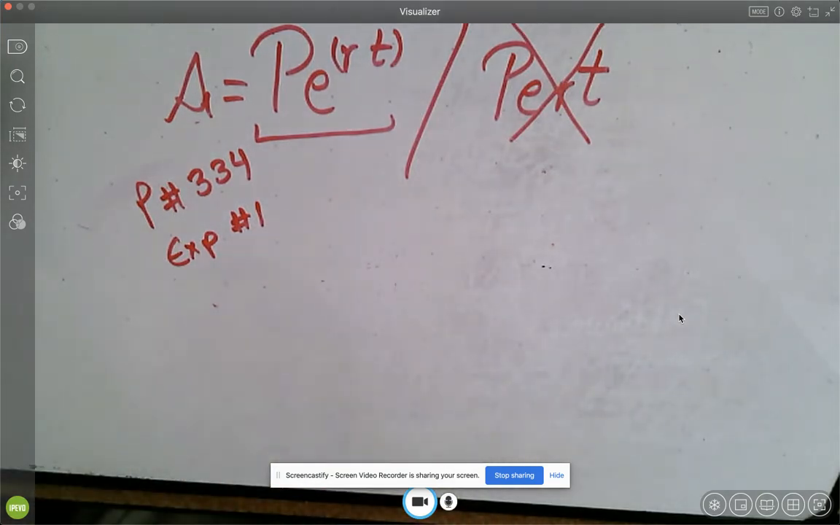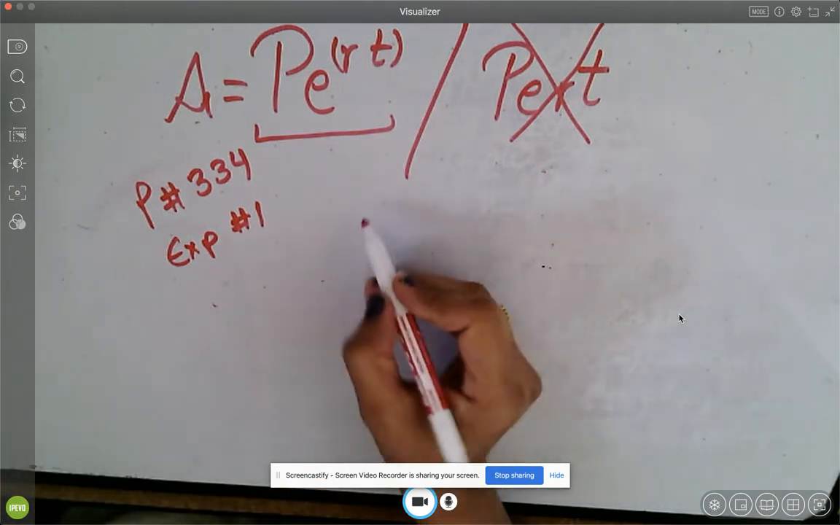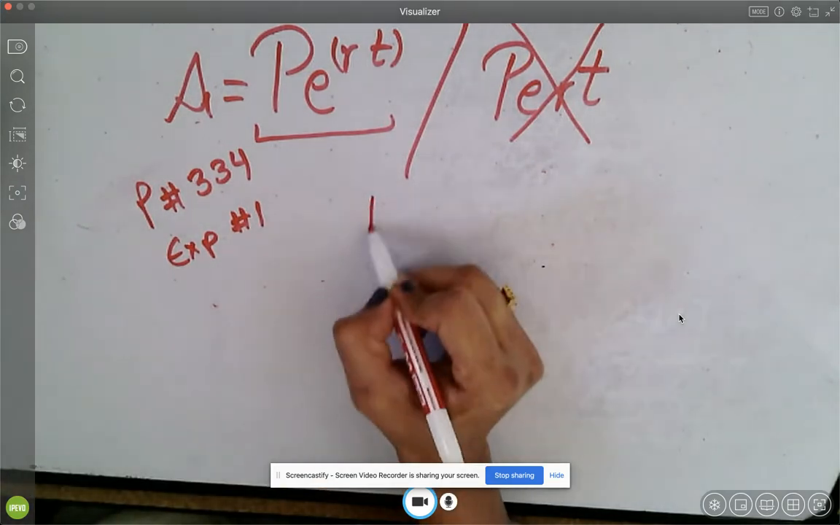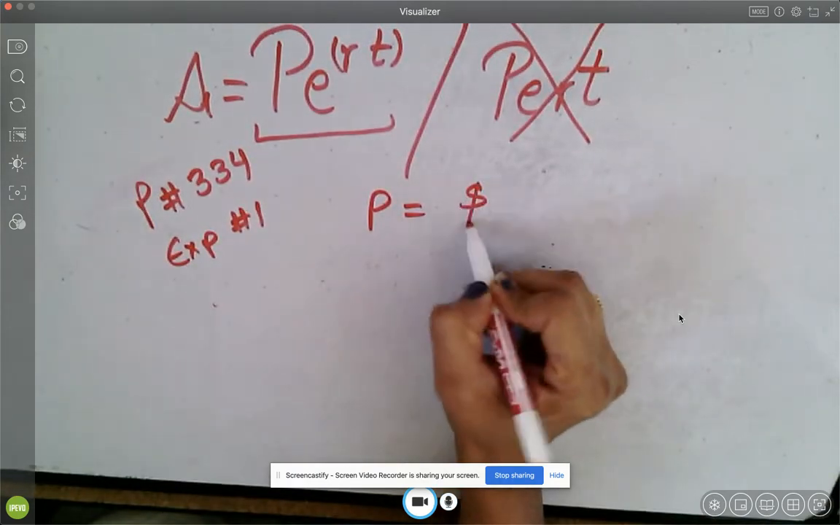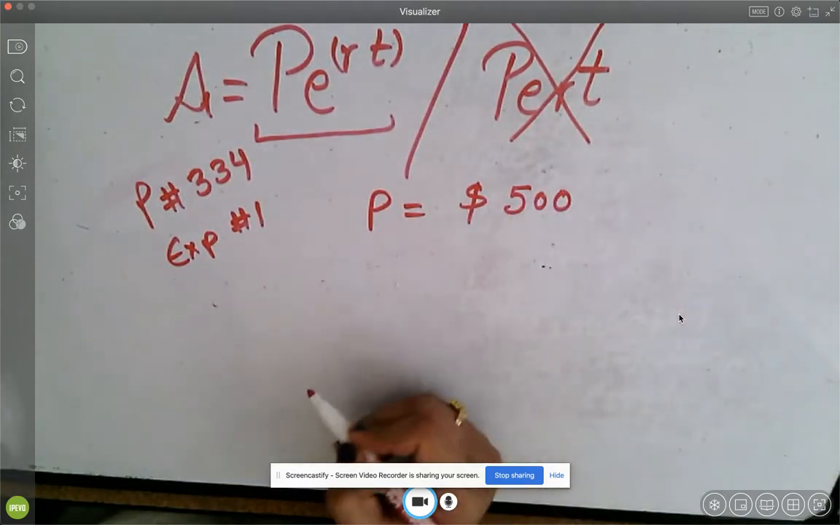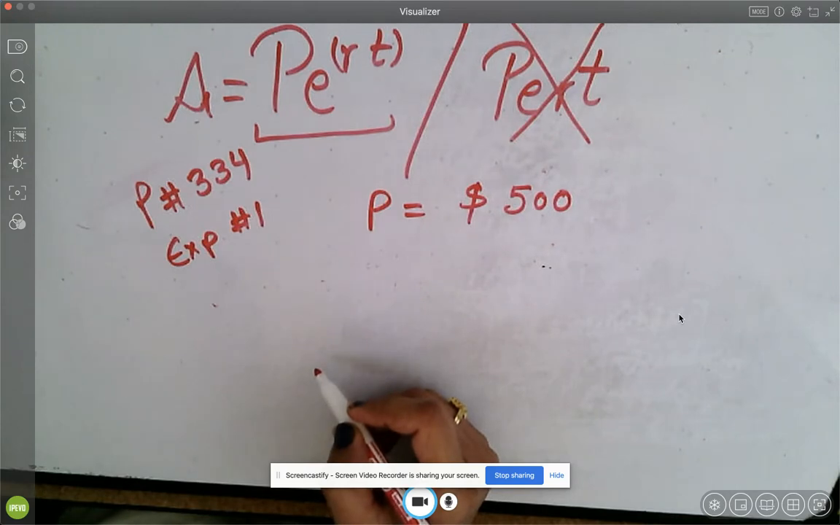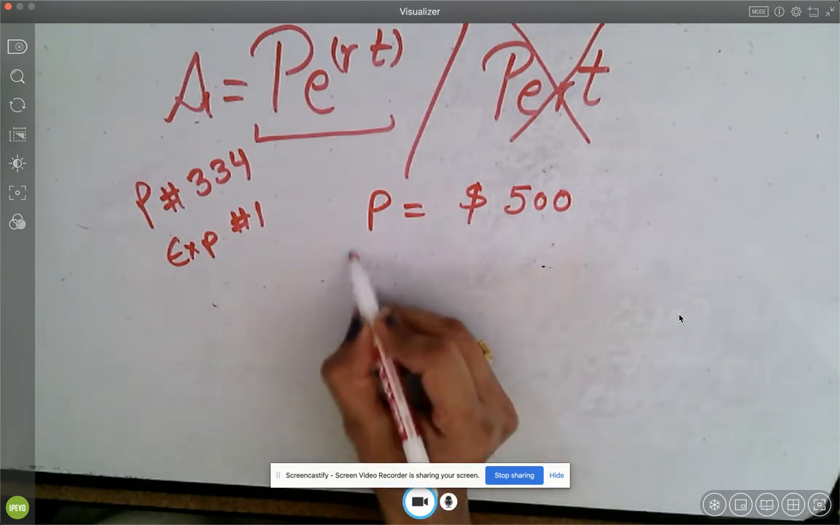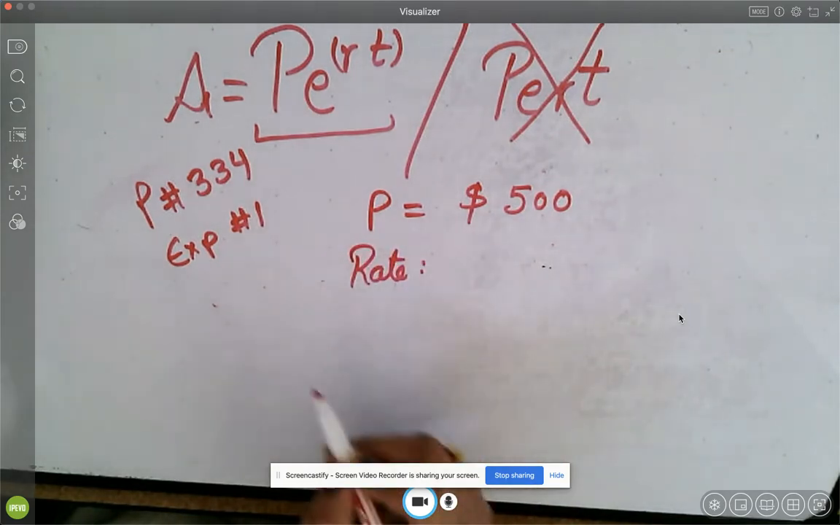Suppose Quan Lee invests $500 at 7% interest compounded annually. Find the value of her investment 10 years later. Oh, thank you, sir. I really appreciate that.